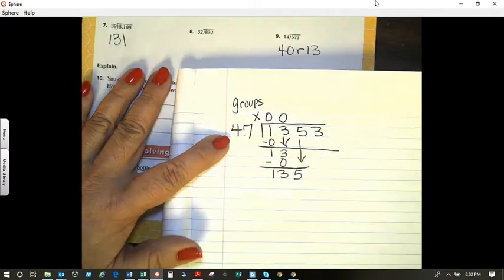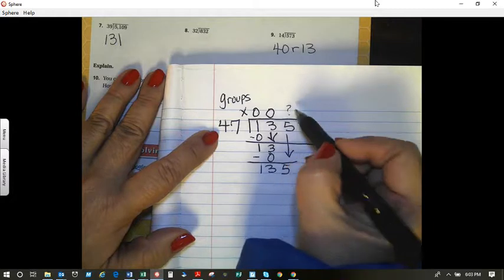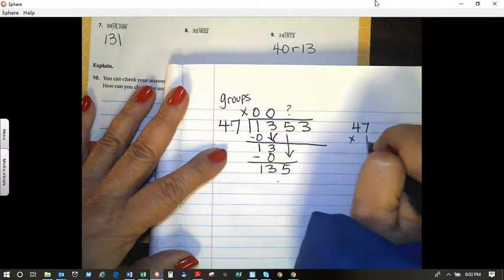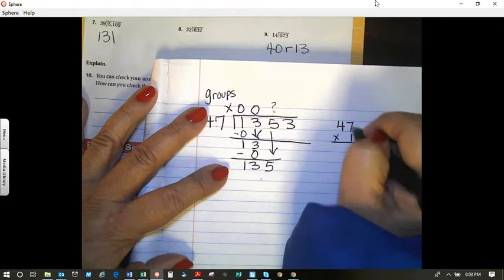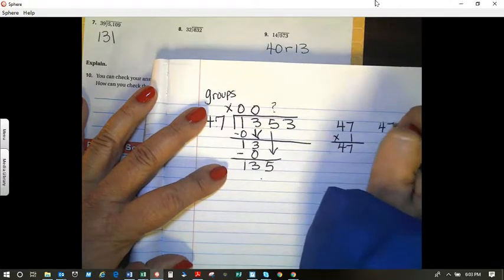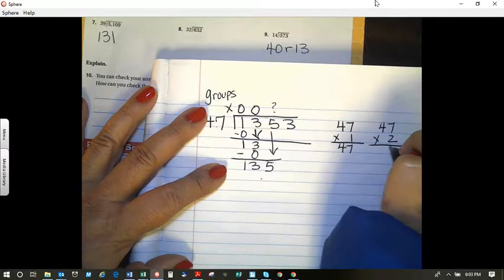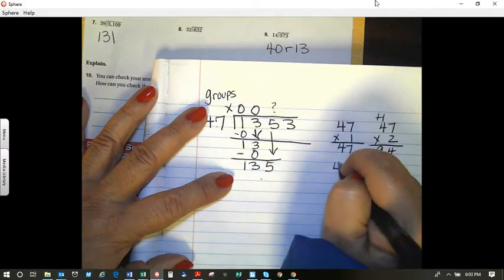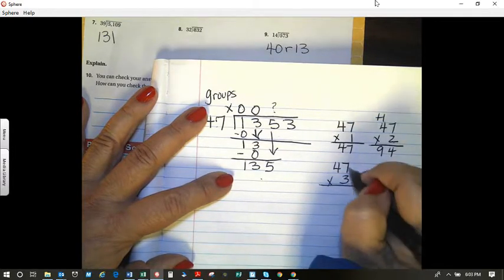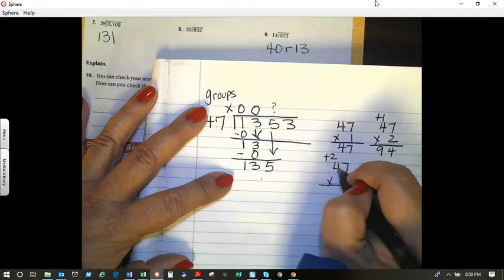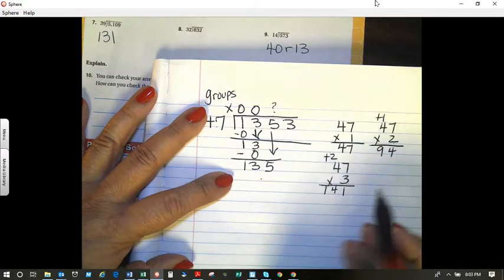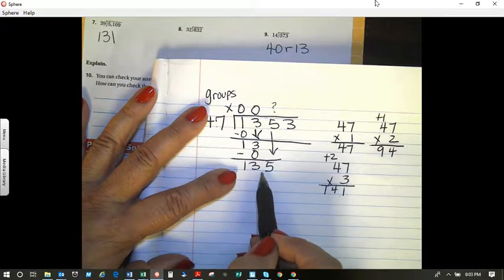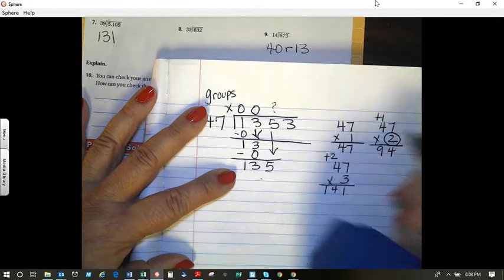Now we have 135. How many groups of 47 can go into 135? Well, let's check. I'm going to just do it by one for those of you that keep getting it confused. One group of 47 equals 47. Two groups of 47. 2 times 7 equals 14. Carry my 1. 2 times 4 is 8 plus 1 is 94. I can keep going. 47 times 3. 3 times 7 equals 21. 3 times 4 is 12. 13, 14. So is 3 groups of 47 too big? Yes, it is. This is 141. I can't go over 135.